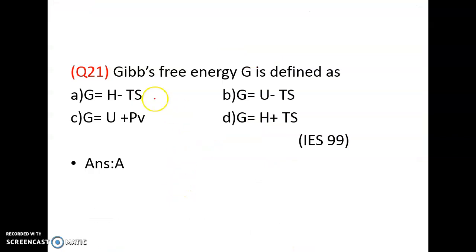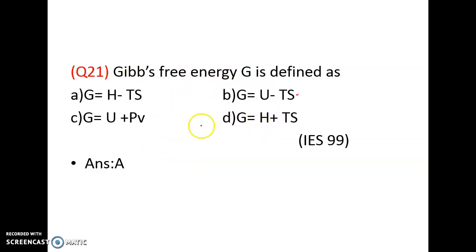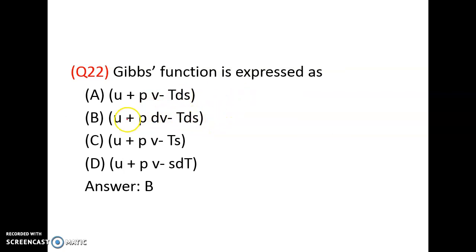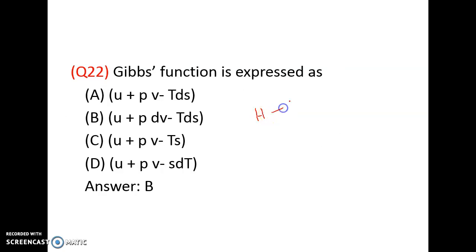Gibbs free energy is defined as G equal to H minus Ts. There are two functions, the Gibbs function and the Helmholtz function. The Helmholtz function is U minus Ts, but the Gibbs function is H minus Ts. So option A is correct.